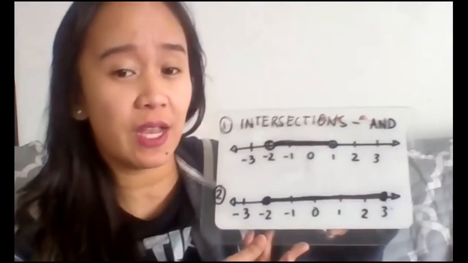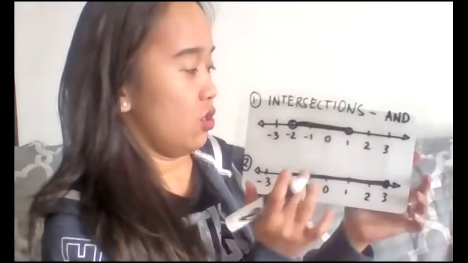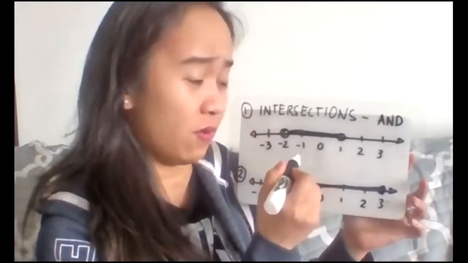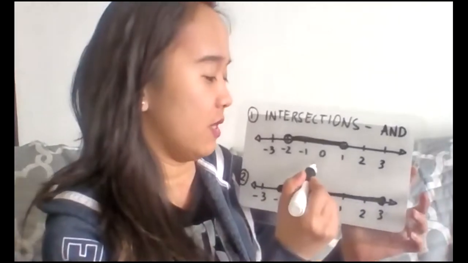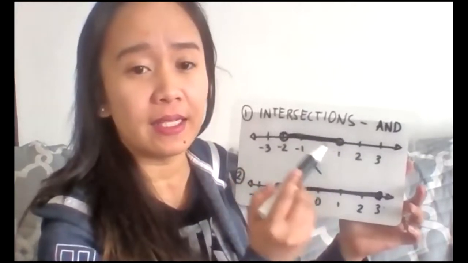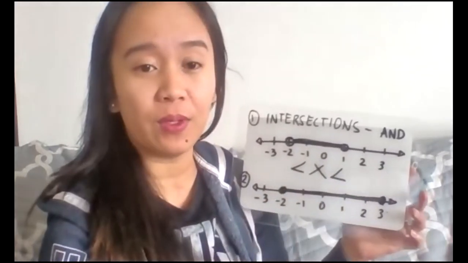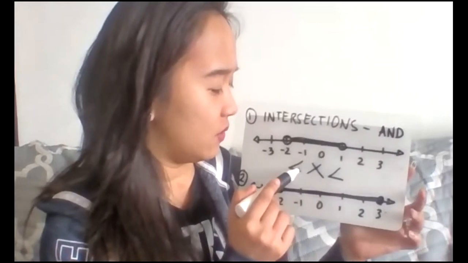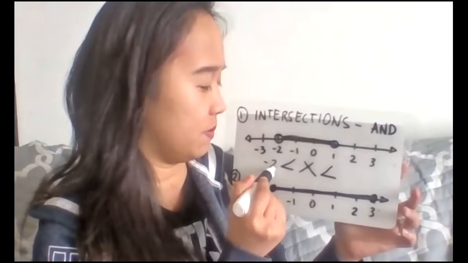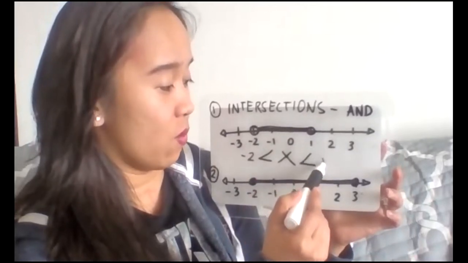So if we have an intersection, that means there is a shaded part in between them. So if you don't have a variable given, you can just use x. Now, if it's in between, you should write those symbols, because that means x is greater than the number at the left, which is -2, and then x is less than 1.